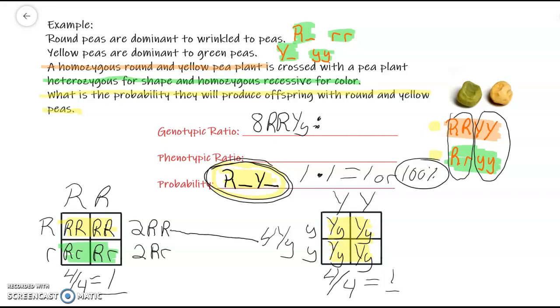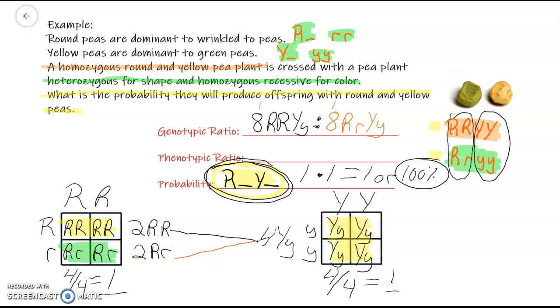And then multiply the other option for shape, 2 big R, little r, by 4 big Y, little y. So there again is going to be 8 individuals who could also be heterozygous for shape and heterozygous for color. So our genotypic ratio here, the way we just figured out, is 8 big R, big Y, little y to 8 big R, big Y, little y. If I reduce that, it is a 1-to-1 ratio, the exact same one we got in the long style.